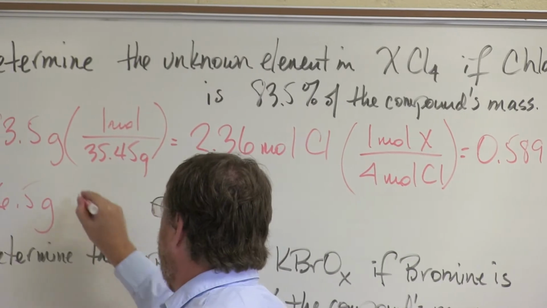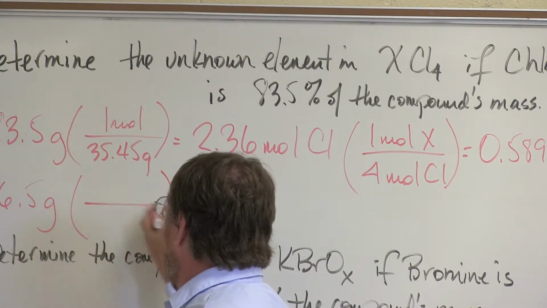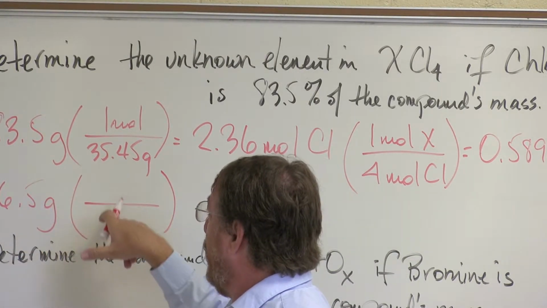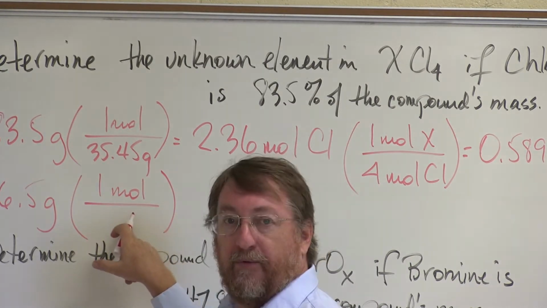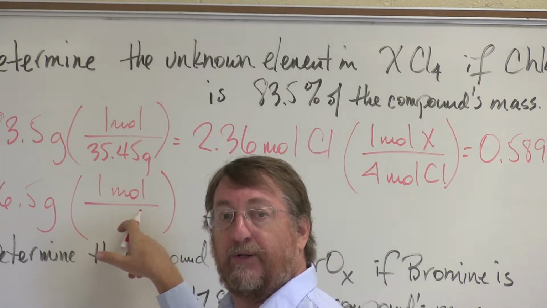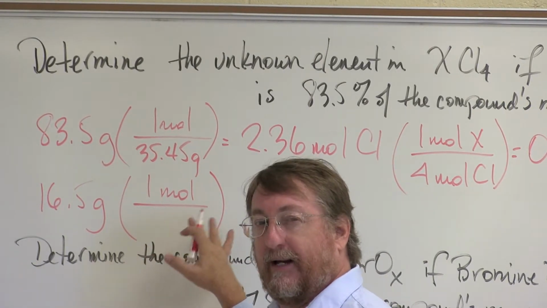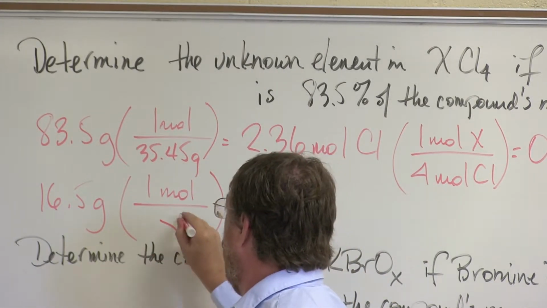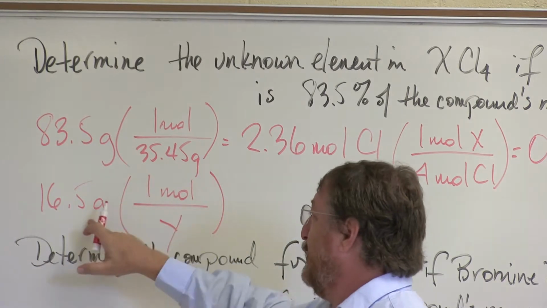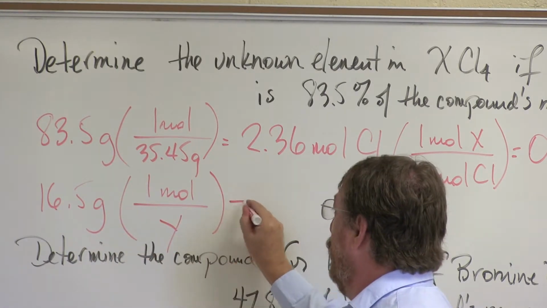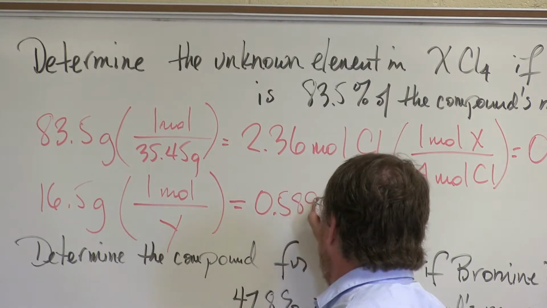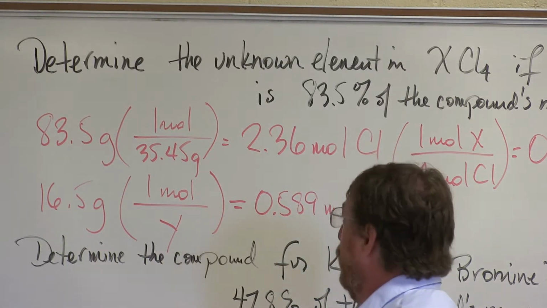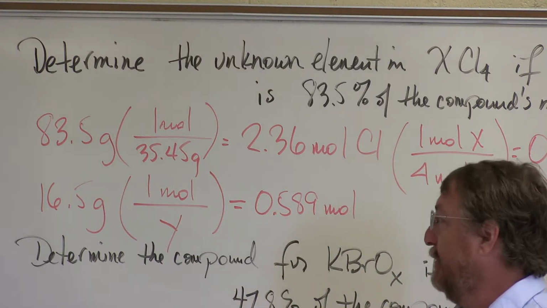That tells us the number of particles. So we're going to come back over here and say, okay, our normal calculation would be to multiply this by 1 mole over the atomic mass. Now that's our unknown. I'm not going to put X there because that kind of confuses since I've used X here. I'm going to put Y here. So 16.5, 1 over Y equals 0.589 moles of our unknown X.